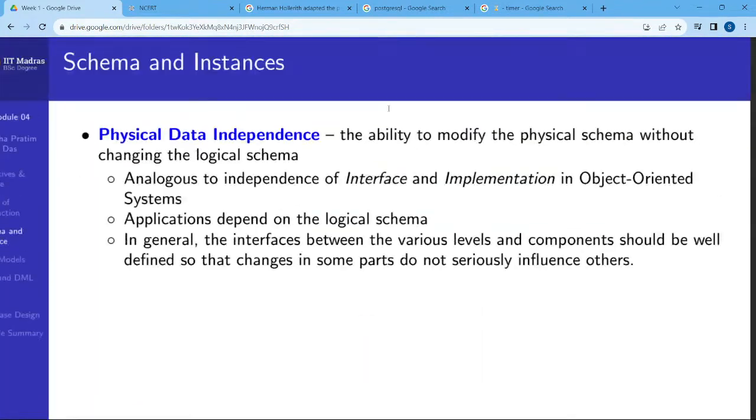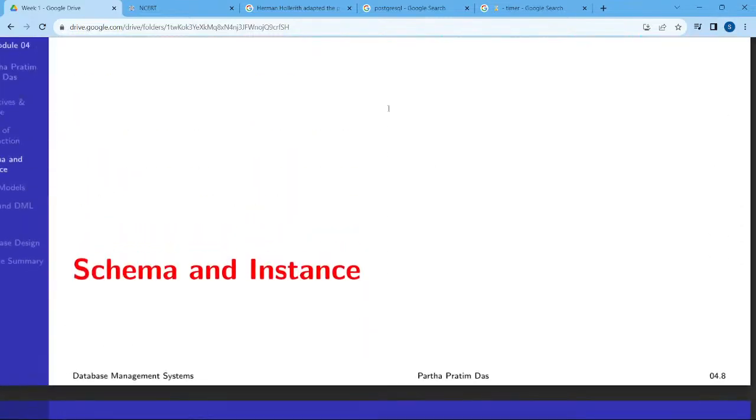I have to work on my pronunciation. View level.